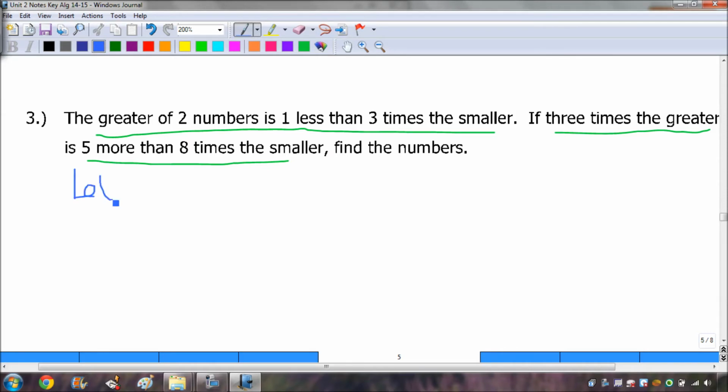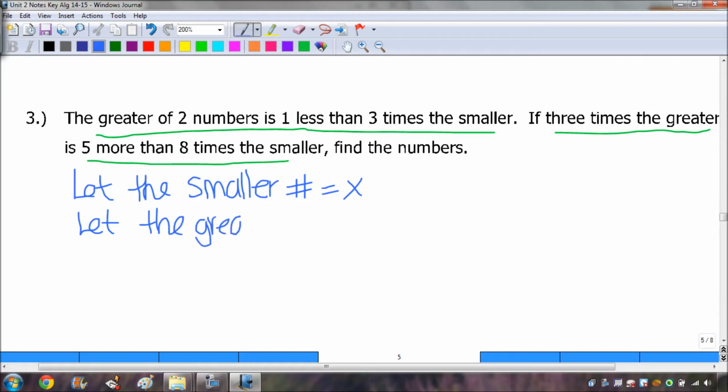So I'm going to say let the smaller number equal x. All right, so then the greater number is 1 less than 3 times the smaller. So I'm going to write a let statement that says let the greater number equal, well, if it's 1 less than 3 times the smaller, I'm going to take the smaller, which we called x, and I'm going to multiply that by 3 because it's 3 times the smaller, and it's 1 less than that, so I'm going to subtract 1, okay? So I've written my let statements.